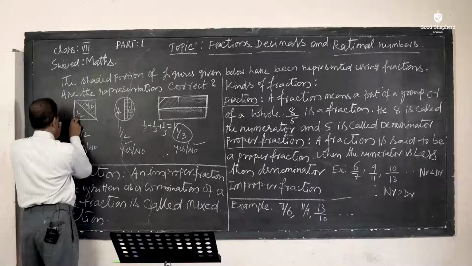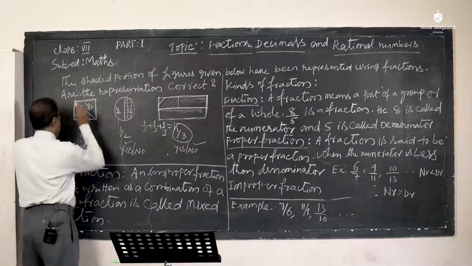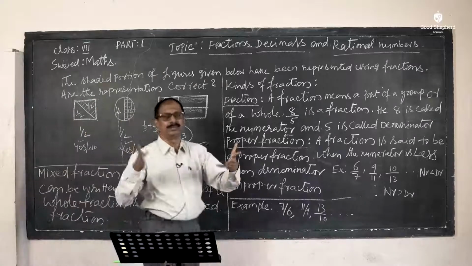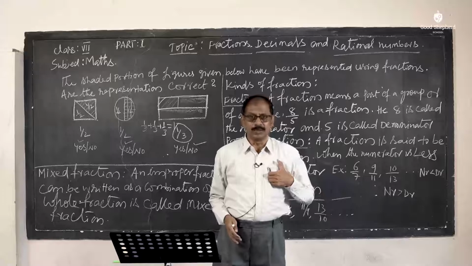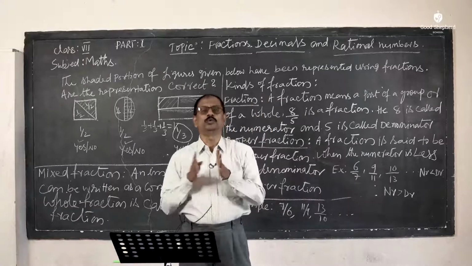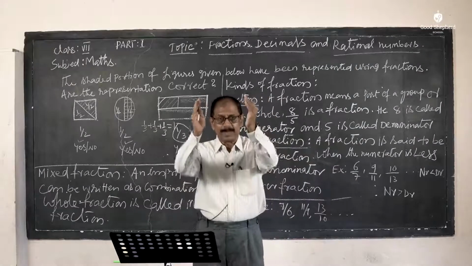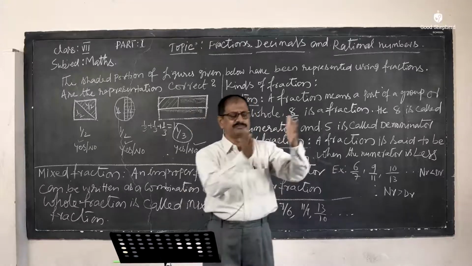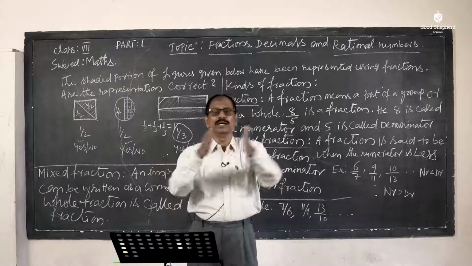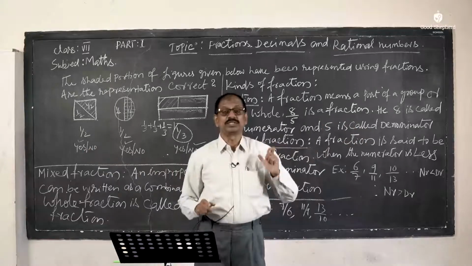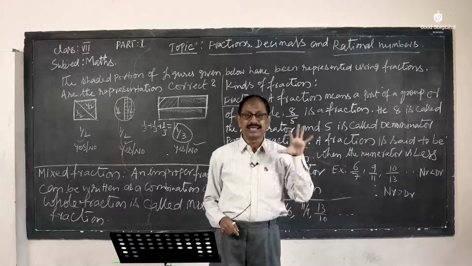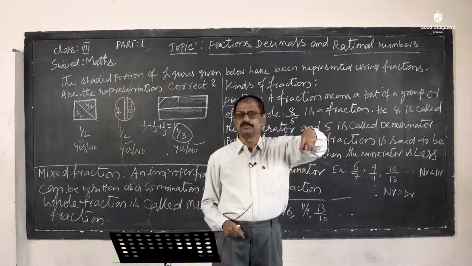Or a group means, suppose we have 10 members in the class. I want to divide the group into two parts. The entire group of 10 members is divided into equal parts, that is 5 and 5. So from the group I made 2 subgroups, each being 1 by 2, 1 by 2. That means each group consists of 5 students.